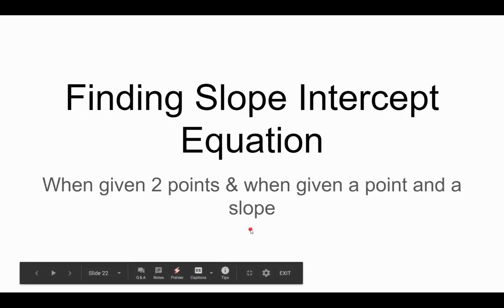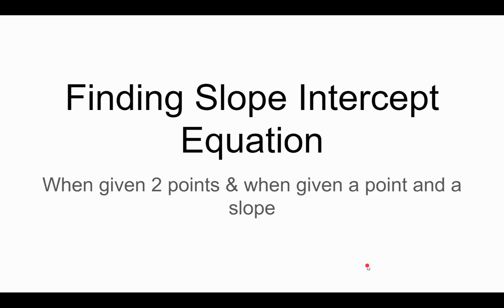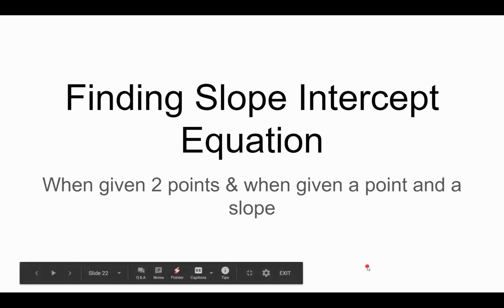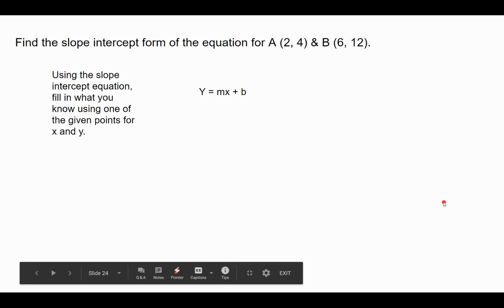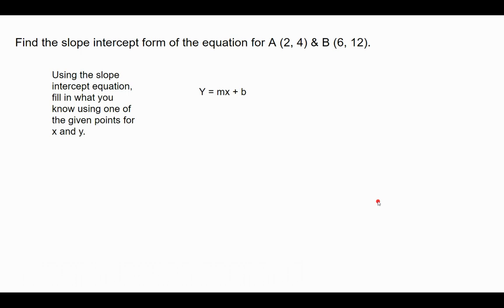Now, when we have to find the equation given two points or a point and a slope, here we're going to actually fill this into our slope-intercept equation. So before, we just found the slope, you found m. Now you're looking at how to fill it into your y equals mx plus b equation. The first one we're going to look at is how to solve with 2 points. So to do that, we're going to look at an example. It says find the slope-intercept form of an equation for A (2, 4) and B (6, 12). As you notice, those are the same points that we used earlier.